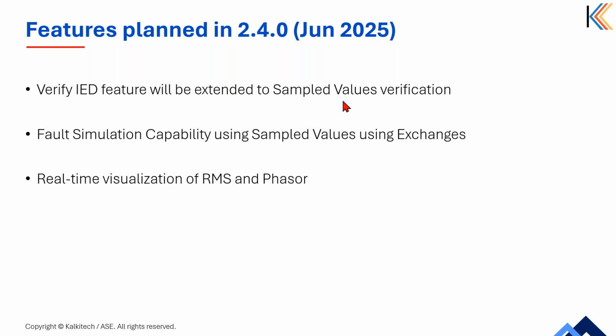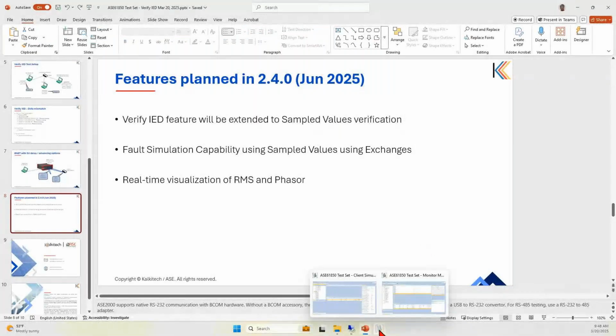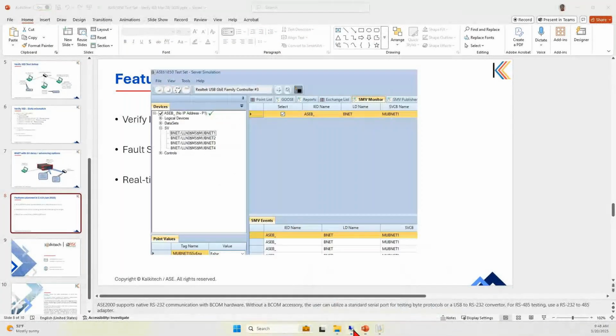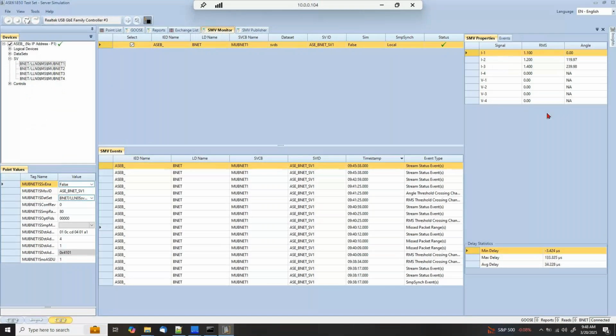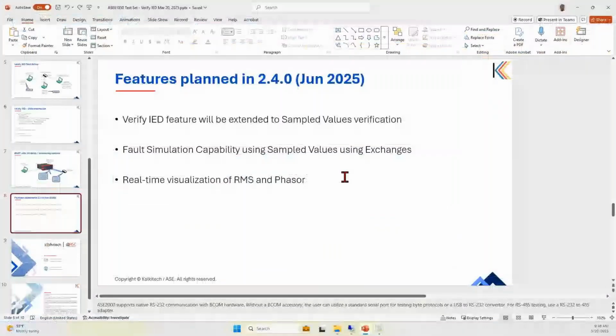And the last point would be the real-time visualization of RMS and phasor. Right now we are seeing everything in textual displays. Here, if you notice, we are seeing the RMS and angle values here. In the next version, we will have a visualization for the RMS and angle changes. So these are the changes planned in the next version.